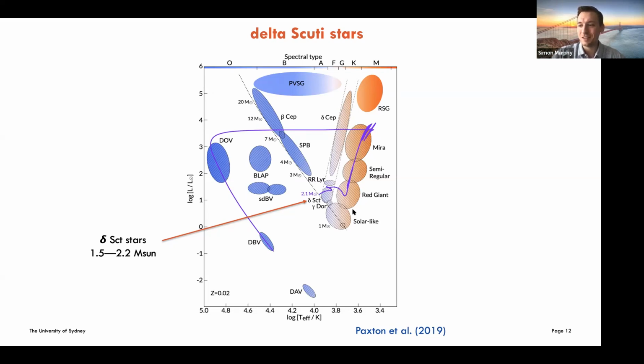But yeah, so the delta Scuti stars are here. They're about twice as massive as the sun. And they are at the base of the classical instability strip that also includes Cepheid variables and RR Lyrae stars. So what I'm showing there in purple is an evolutionary track of a typical 2 solar mass delta Scuti star.